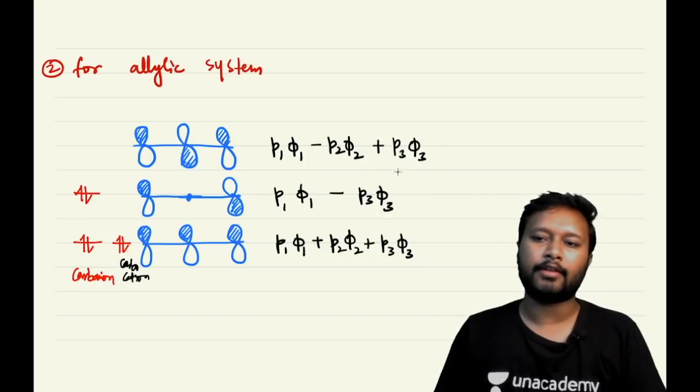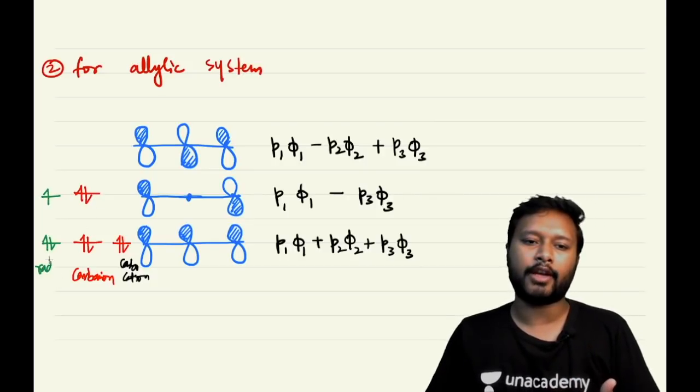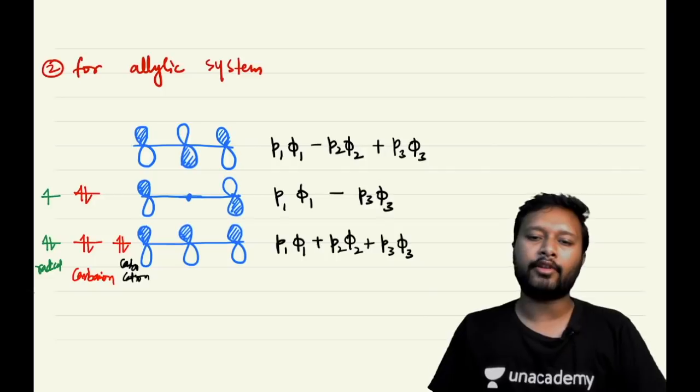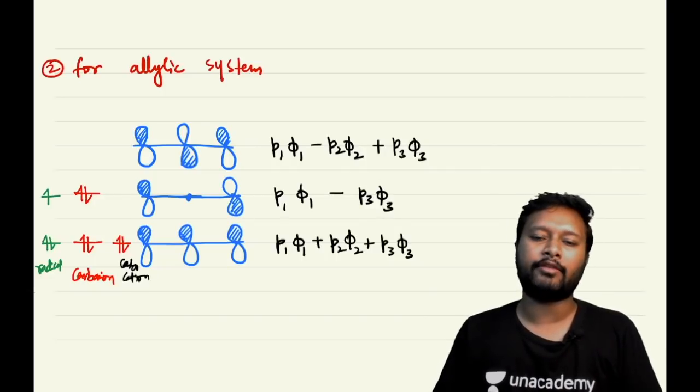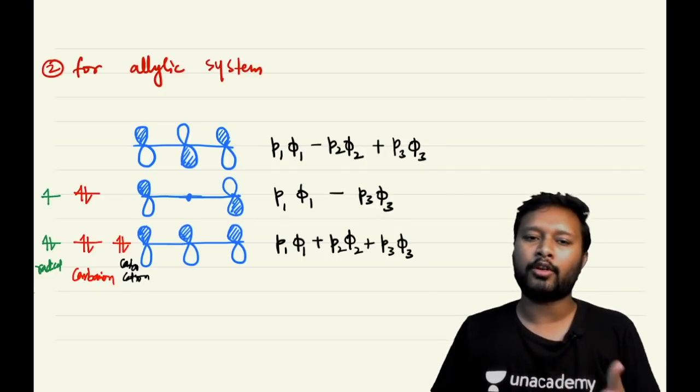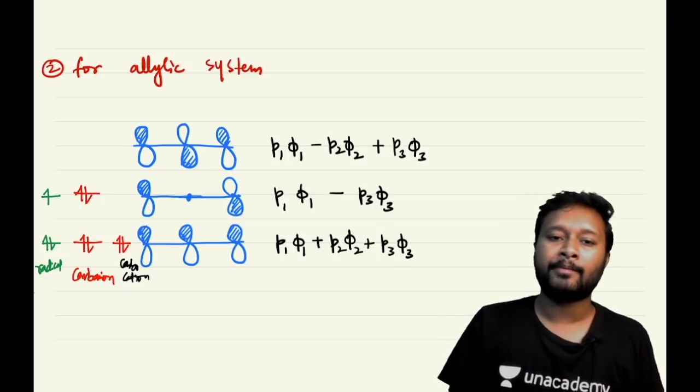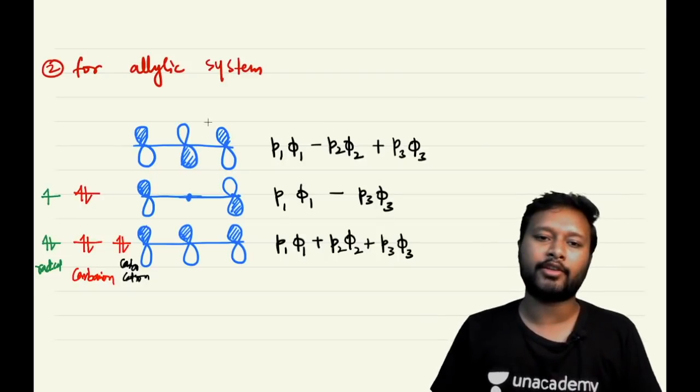And the last one which we can have is your radical. For the radical, you will have 3 electrons like this. This is for your allylic radical. So that's how it will be. Now again, you have to identify the HOMO, LUMO, or they might also ask you to find out the highest energy orbital. So the highest energy orbital is this, psi 3.